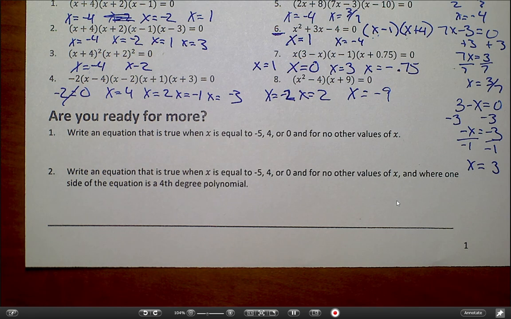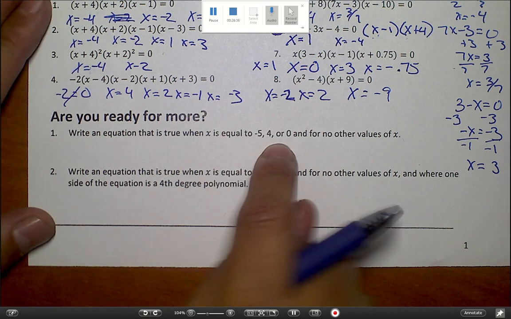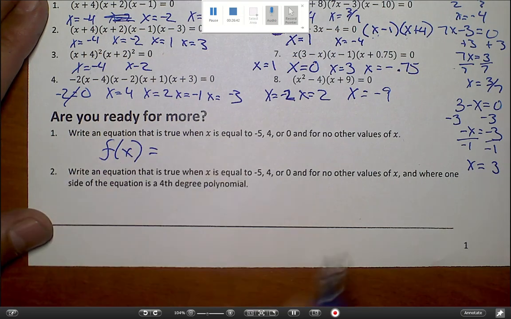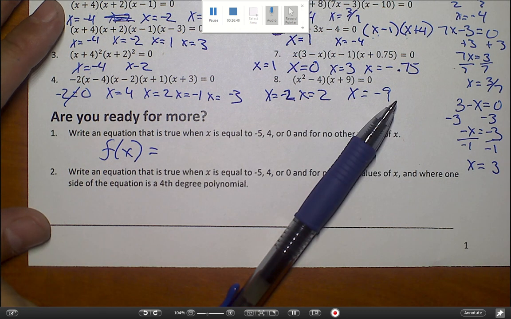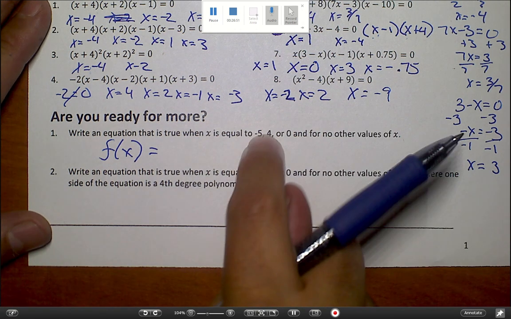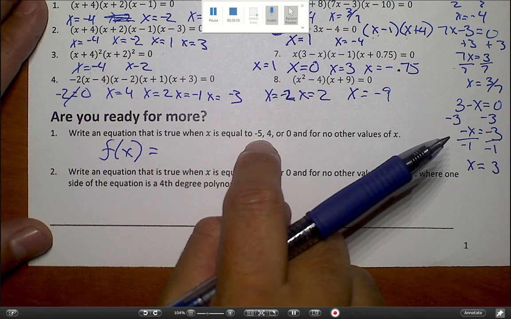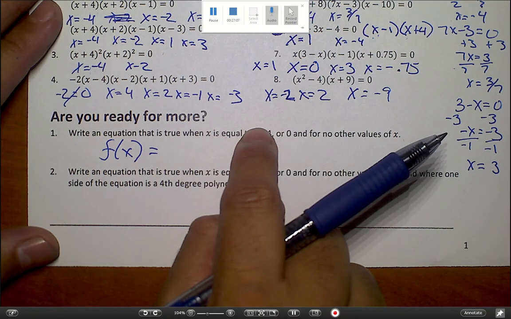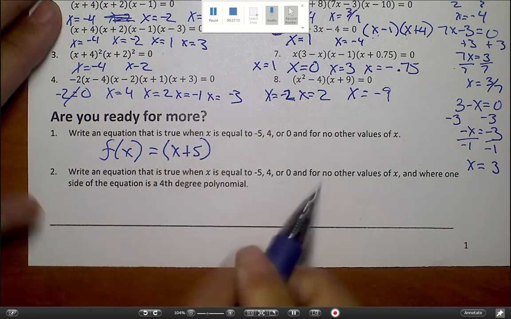On this one right here, when x is equal to this. So I have these values, and I want to make an equation of this. So I'm going to say that f of x is equal to, now if x is equal to negative 5, what is that factor? Please bring it up here. So if x is equal to negative 5, what is my value going to be? What would I write for my factors? Say x plus 5. Very good. That's a factor, right?